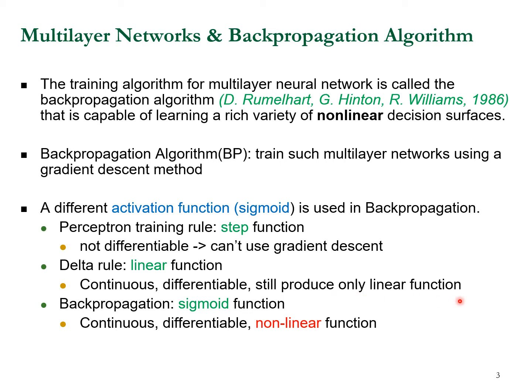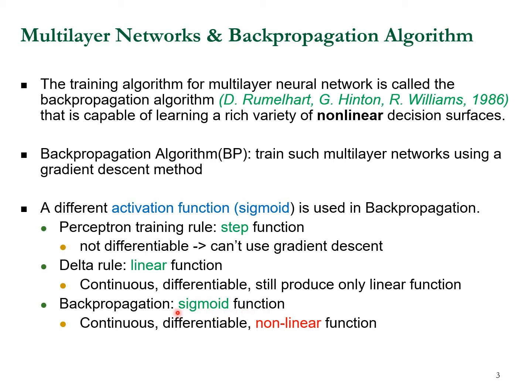By the way, I'm going to add one thing here. Even though you add multiple hidden layers, if all the activation functions are linear functions, then the entire network is still a linear classifier. So even though there are many hidden layers, if the activation function is a linear function, the entire network is a linear classifier. So in backpropagation, we use a nonlinear function such as the sigmoid function.